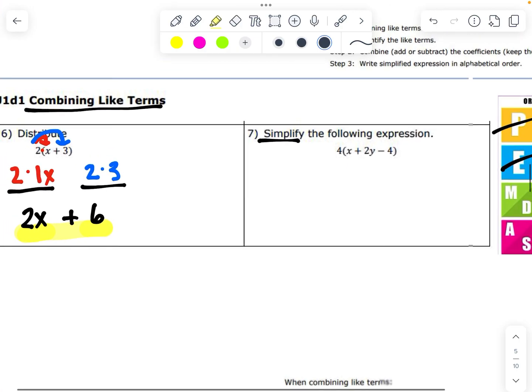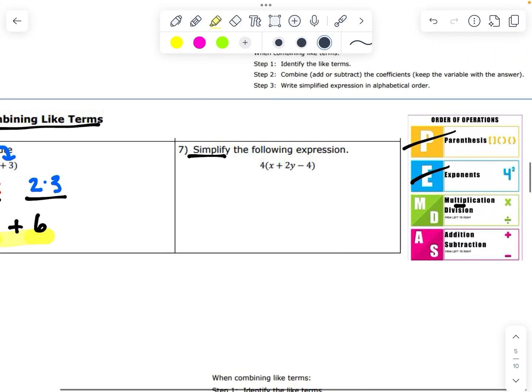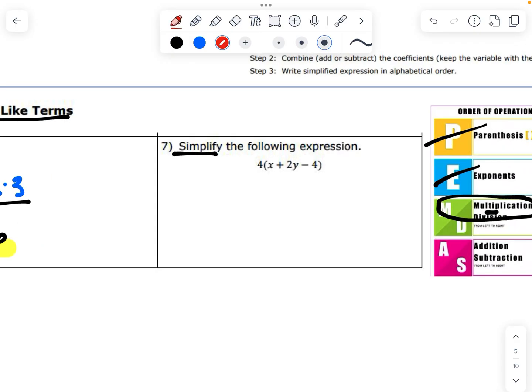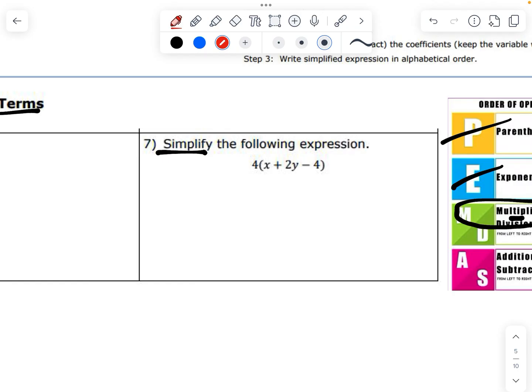Okay, let's move on to 7. Again, if we look inside the parentheses, the x and the y and the 4 are all different terms. Therefore, we cannot combine them. So there's nothing inside the parentheses that we can do. There's not any exponents, so we're going to be back to looking for multiplication, which is right here between the 4 and the parentheses. That means we're taking the 4 and we are multiplying it to the 1x.